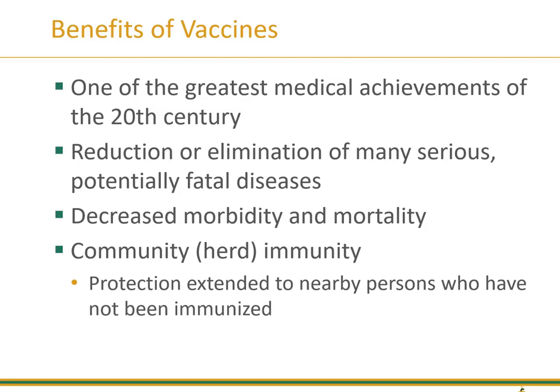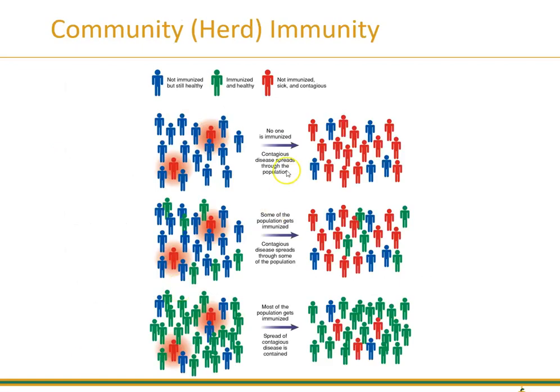So what we're after with a lot of the benefits of vaccinations is herd immunity. What we're talking about is being able to protect people if not everybody gets vaccinated, but if enough do, that will protect the majority of the people. So here is a picture, and if you look at it in your textbook on page 509, you can see this picture a little bit better. The people in blue are the non-immunized but still healthy. The green are the immunized and healthy, and the red are the not immunized, sick, and contagious.